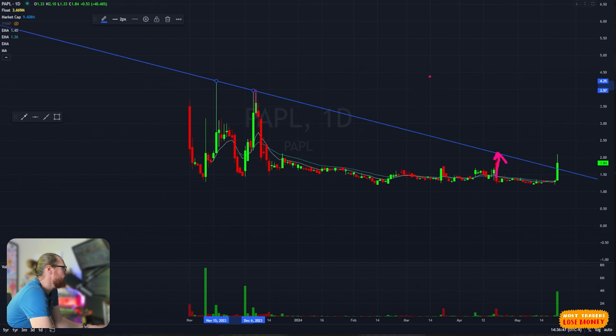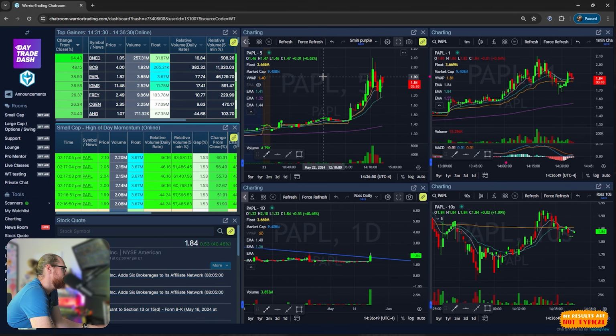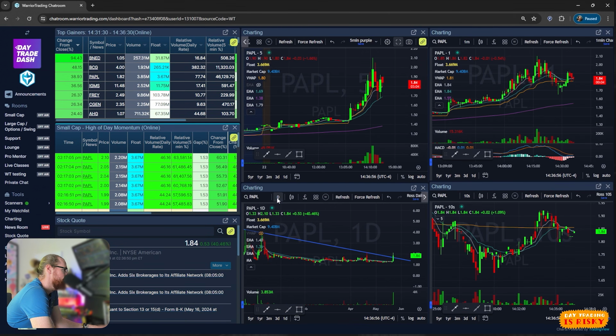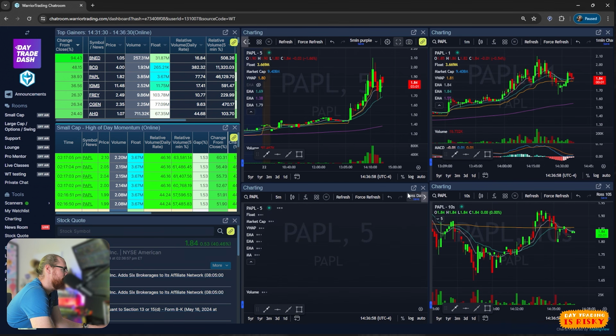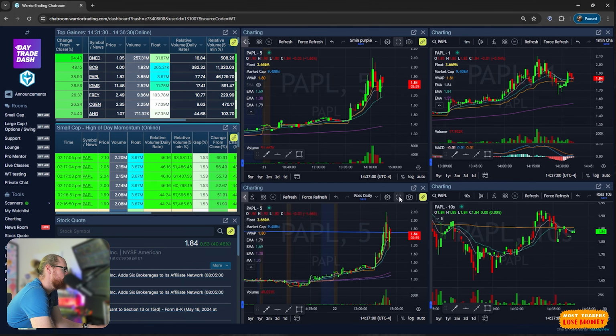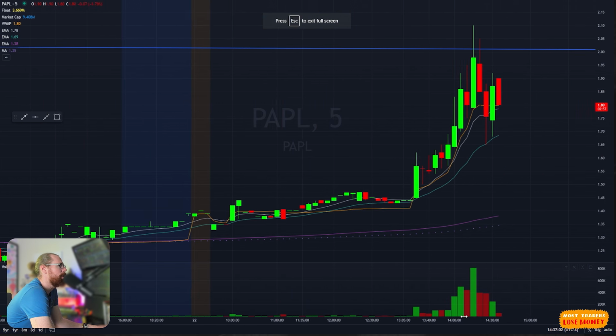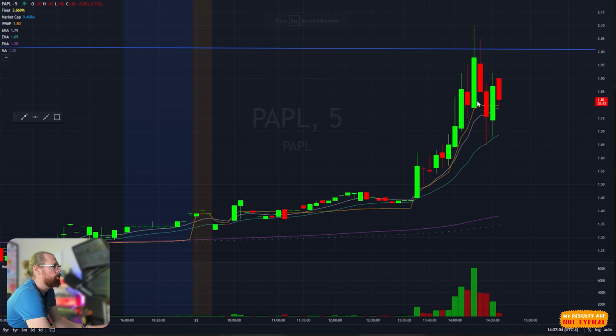One thing that you can do is you could draw the resistance on your daily chart, and then you switch the time frame. So you could switch your time frame down to a 5-minute, and then when you do that, what you'll see is the area where that daily level crosses on the 5-minute chart or the 1-minute chart, whatever your intraday time frame is. So then you're like, oh, here we are. We're right at this level.